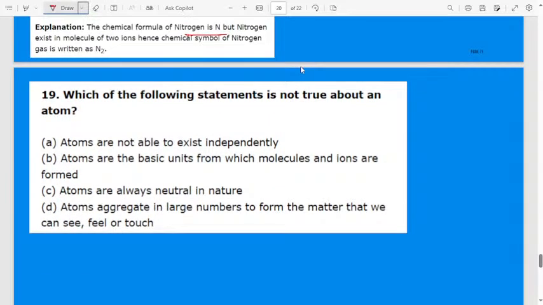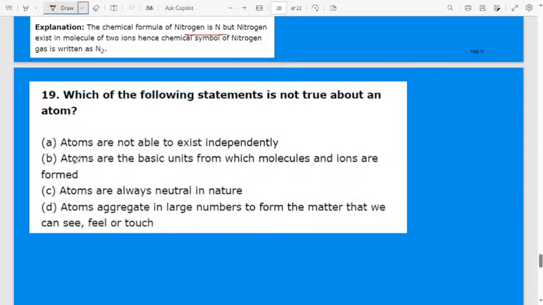Next question, question number 19. Which of the following statements is not true about an atom? Maybe this one is already a repeated question, but those who joined now can answer it. I already discussed this question.